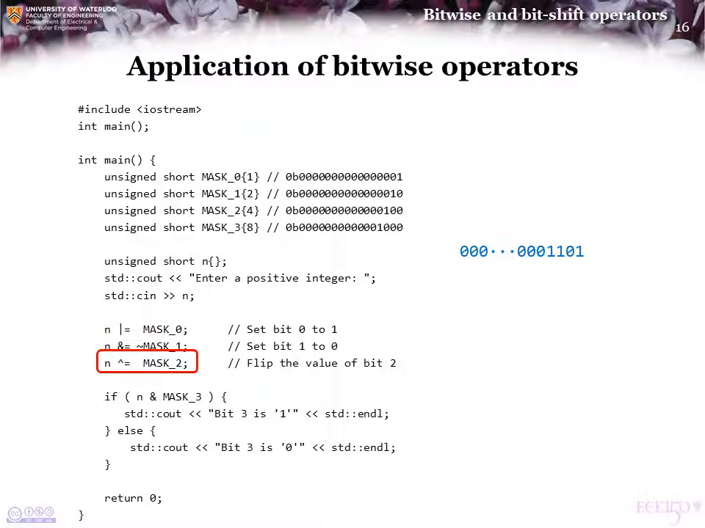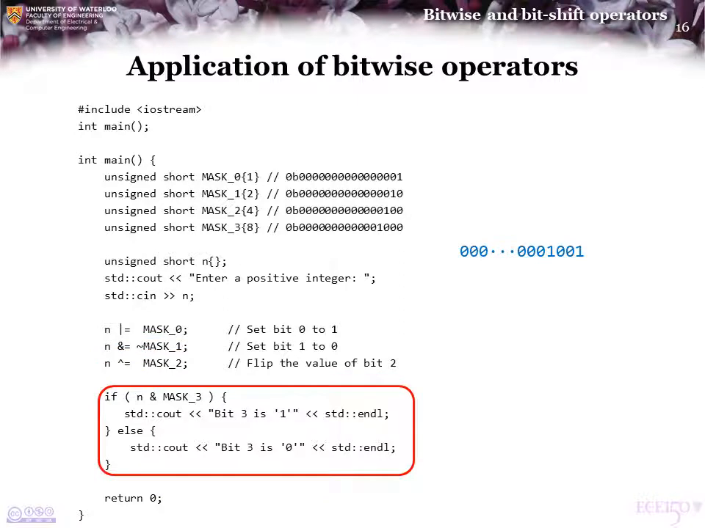Next, we do a bitwise XOR equals with mask 2, and that has bit 2 set to 1, and so this statement will flip the value of bit 2. Now in this case, bit 2, being the third from the right, is set to 1, so if this command was executed, it would set bit 2 to 0. If bit 2 was originally 0, this statement would then set it to 1.